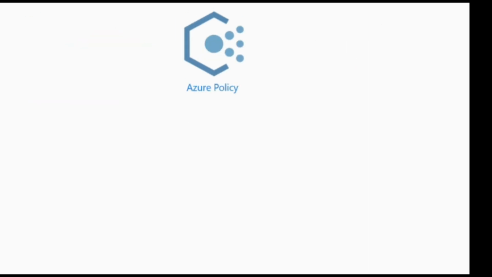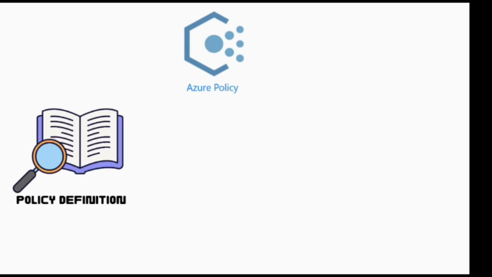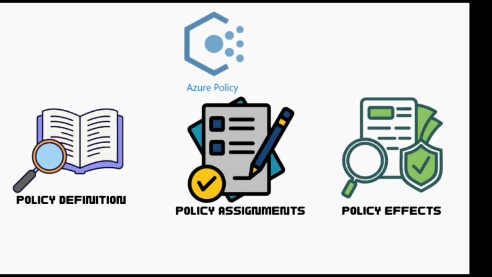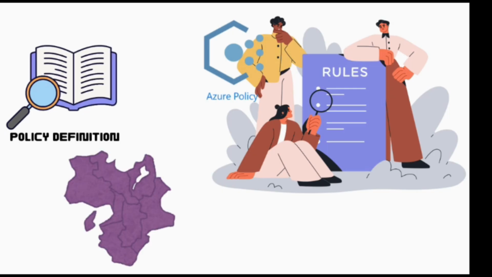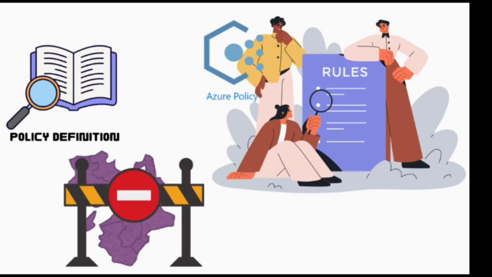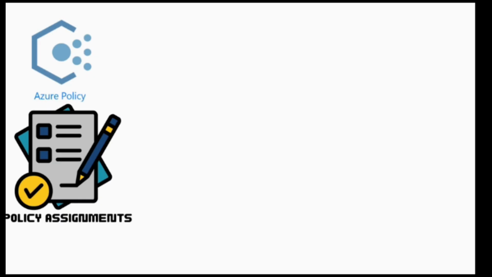How does it work? Azure Policy has three main components, namely policy definition, policy assignment, and policy effect. Let's break down each one of them. First, policy definition. These are actual rules which you set. For example, a rule which only allows Azure VMs to be created in a specific region. When someone tries to create a resource outside the region which is not defined in the policy, it will get blocked.